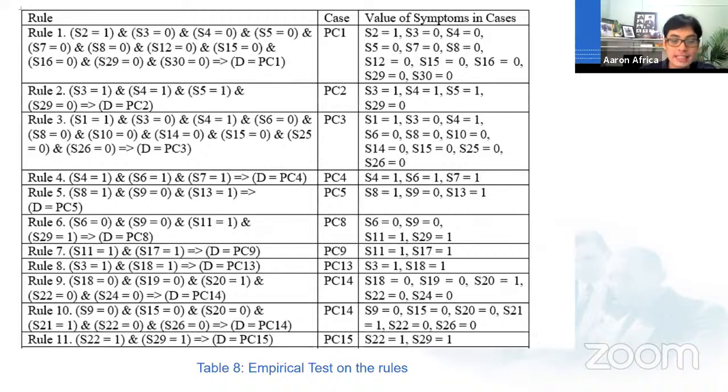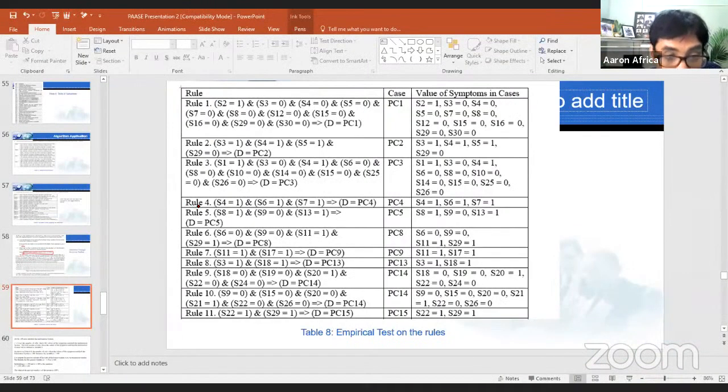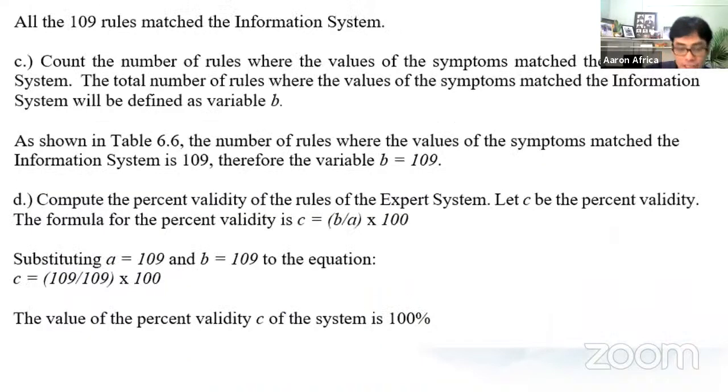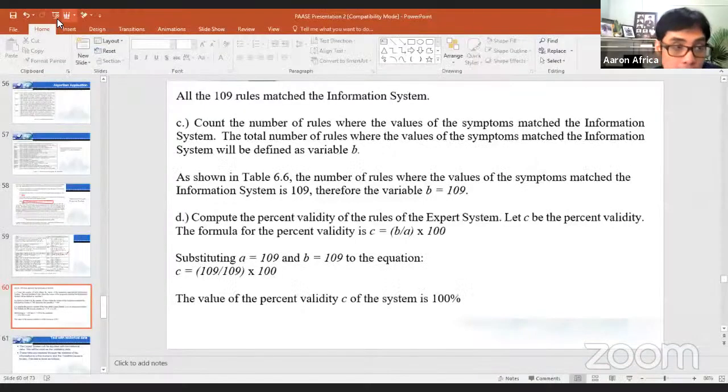Now, here is table 8. Basically, there are more rules, but I just wrote 11. For example, in rule 4, S4 equals 1, S6 equals 1, S7 equals 1. For case PC4, the values in the information table are S4 equals 1, S6 equals 1, S7 equals 1. So this is already checked, and we can conclude that this is equal to the original information system. In our check, all 109 rules match the information system. Then we count the number of rules where the values of the symptoms match the information system. The total number of matches is defined as variable B.